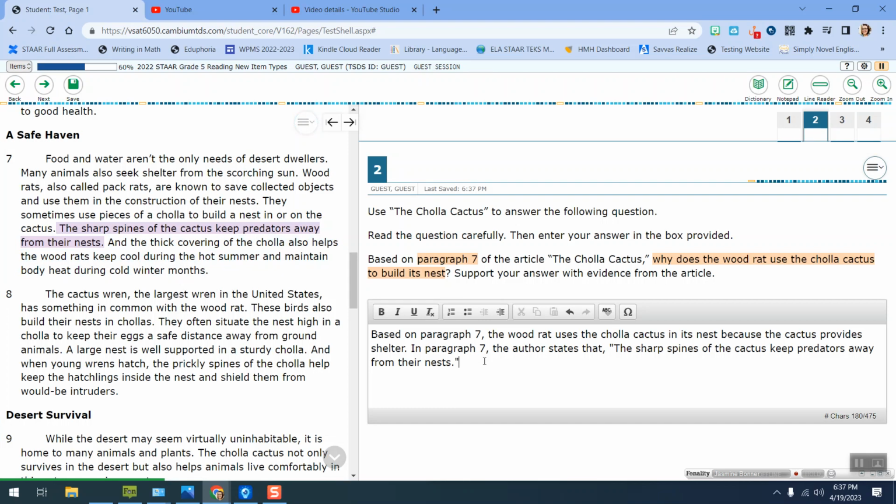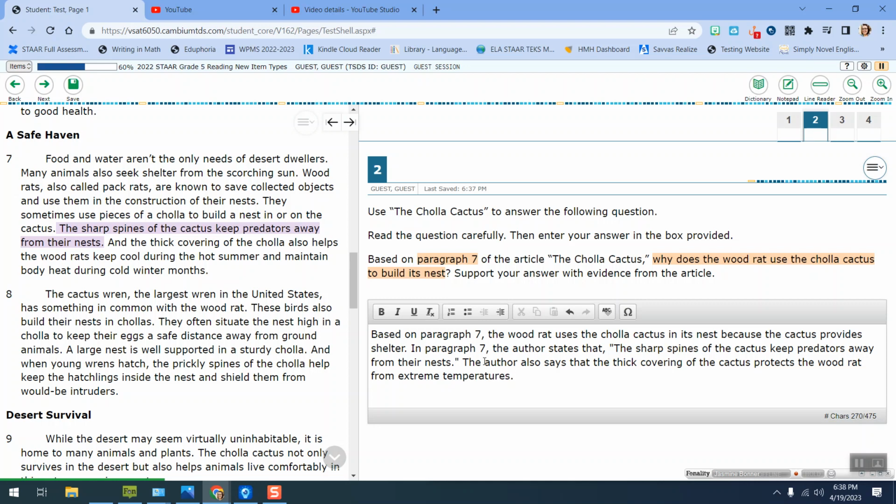So my next sentence is going to say, the author also says that the thick covering of the cactus protects the wood rat from extreme temperatures.